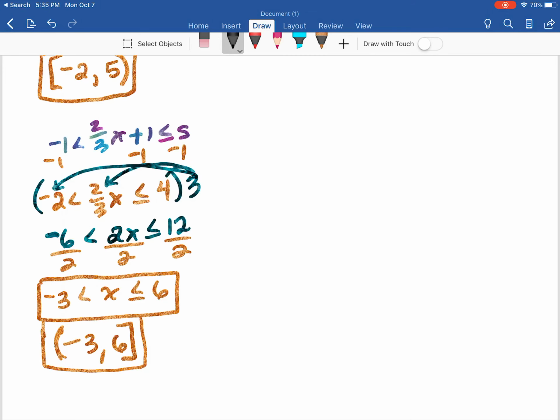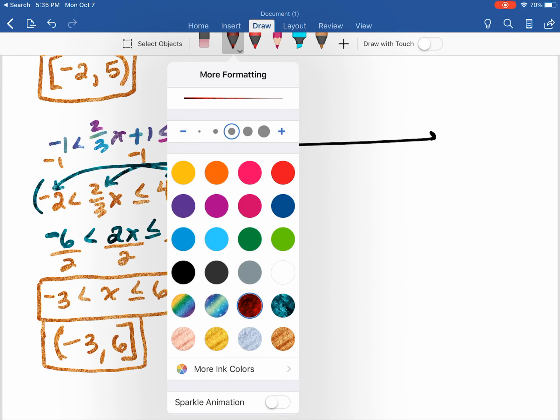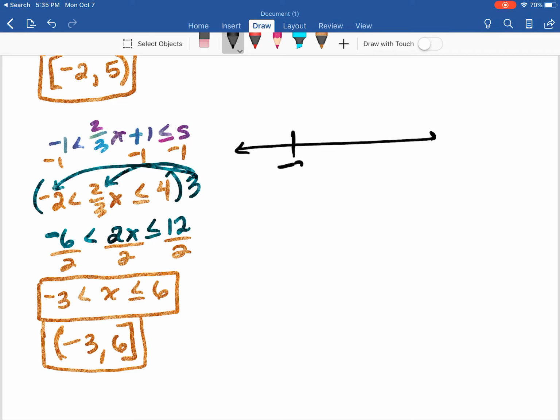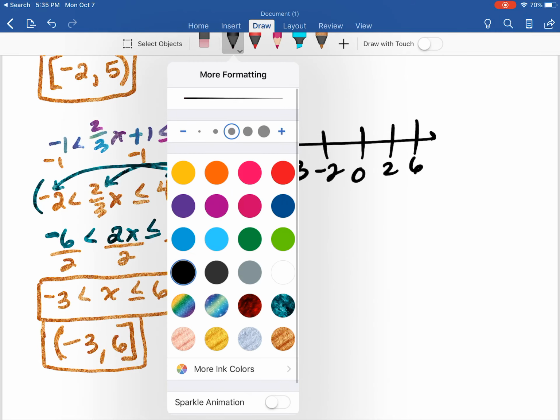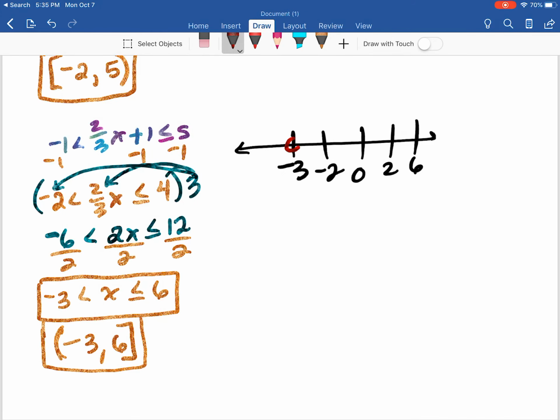Now let's go ahead and graph this. And I have -3 here, I have -2, 0, I have 2, and I have 6. Okay, so let's see. I'm not including -3. Now, if you get confused, you know that this is a compound inequality, but I'm getting confused here. I know that my 6, it's including 6, and I know it's going to go that way.